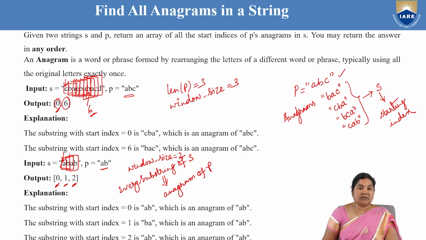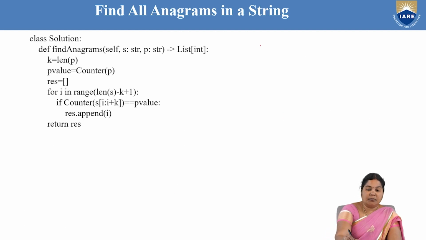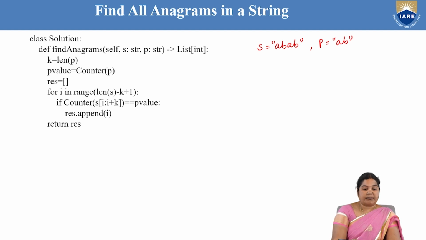Now, how to solve this problem and write the code in Python? Let us see and understand. So, let us take ABAB, that is the second test case for understanding the answer, and P is AB. Now, what is my S? S is ABAB and my P is AB. S and P are given as parameters to the function, and you have to return a list of integers.